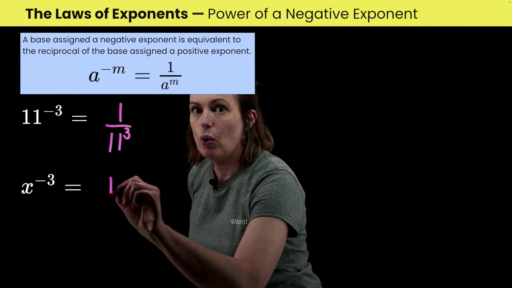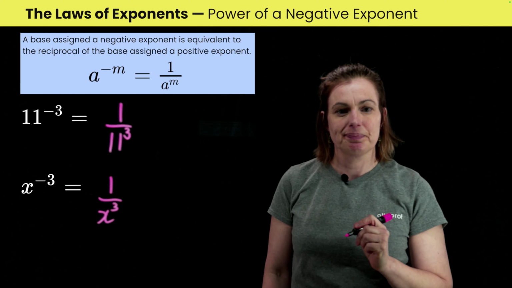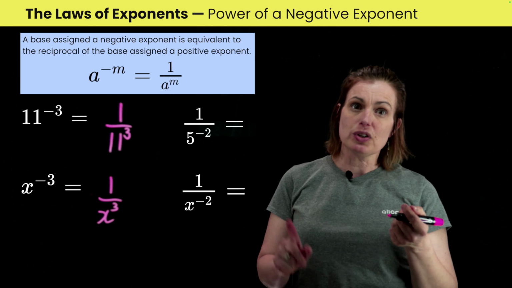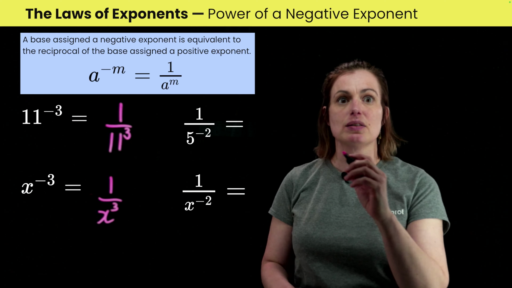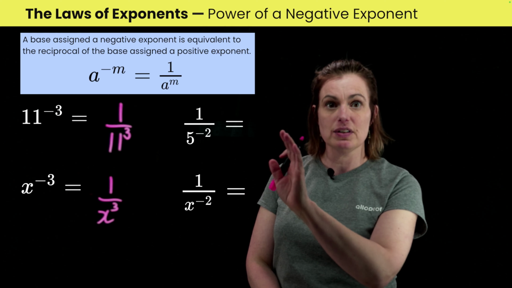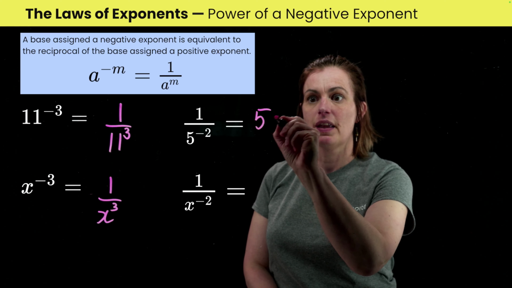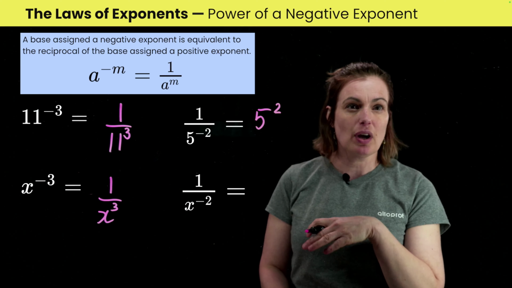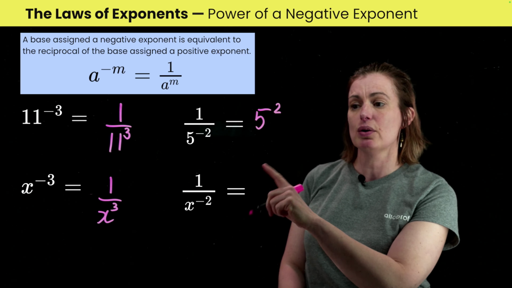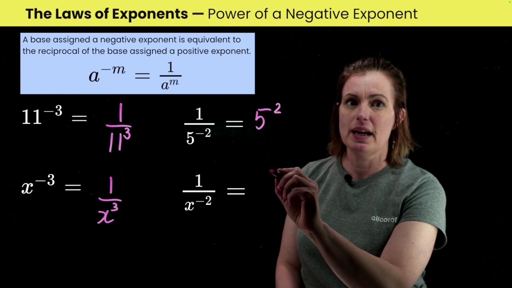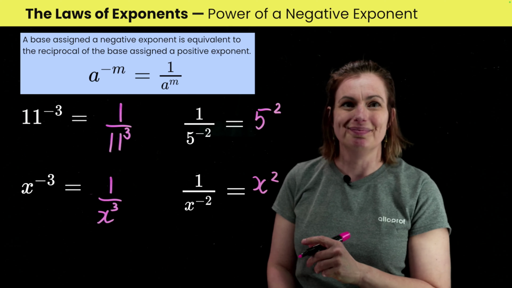That will become 1 over x to the exponent positive 3. The law also works when our negative exponent is in the denominator position. So once again, I'm going to flip that. So instead of having 1 over 5 to the negative 2, I'm going to have 5 to the power positive 2. So I've gotten rid of the fractional representation altogether. Same thing down here. I have 1 over x to the power negative 2, and that is going to become x to the power 2.